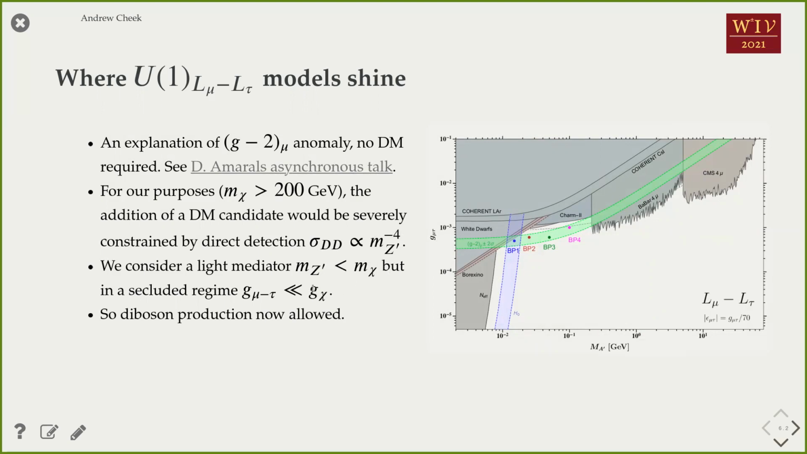So if we want to consider these light mediators, we have to go to a secluded regime where the coupling to the standard model, or to the muons and the tauons, is much less than the coupling to the dark sector. So this basically introduces a dominance of the diboson channel in annihilation. So this is our new Z.